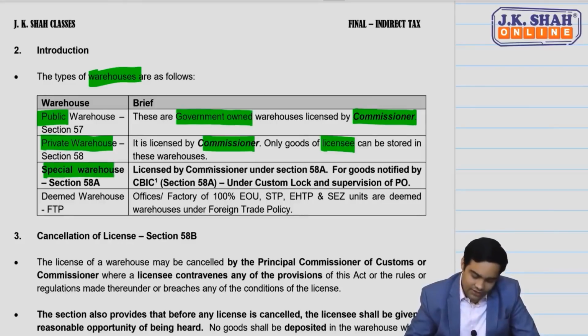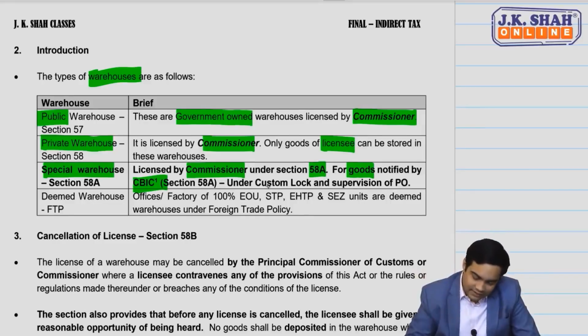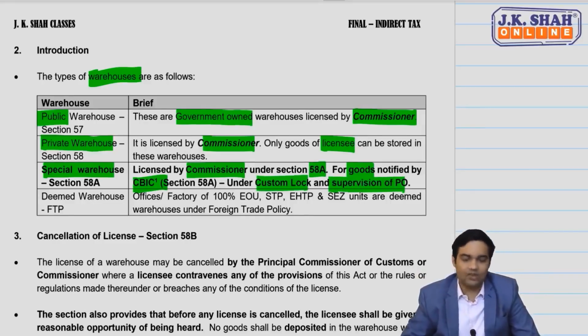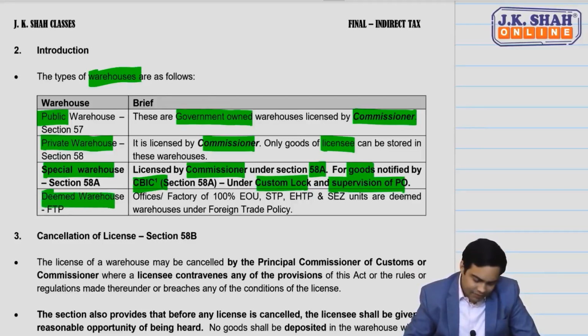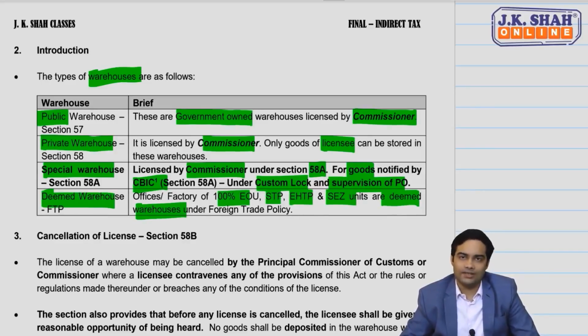Special warehouse, licensed by commissioner under 58A for goods notified by CBIC. But I have given you some sample goods, not there for exam. You are not required to remember for what special warehouses are made. These are under custom lock and supervision of the PO, proper officer. Then deemed warehouses, offices of EOU, STP, EHTP, SEZ units are deemed to be warehouses under foreign trade policy.